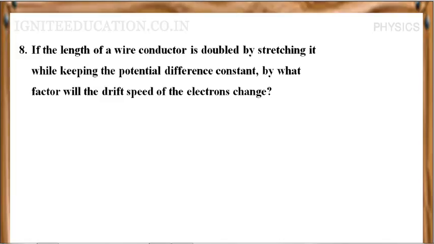See this problem. If the length of a wire conductor is doubled by stretching it while keeping the potential difference constant, by what factor will the drift speed of electrons change?